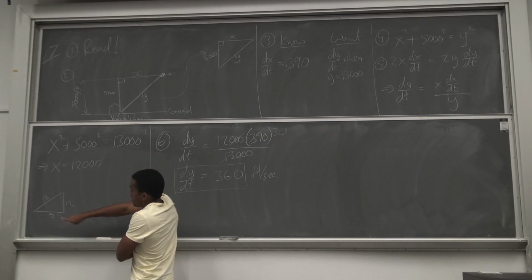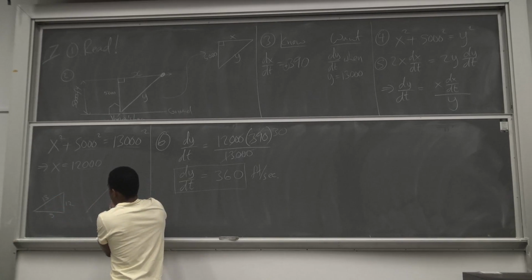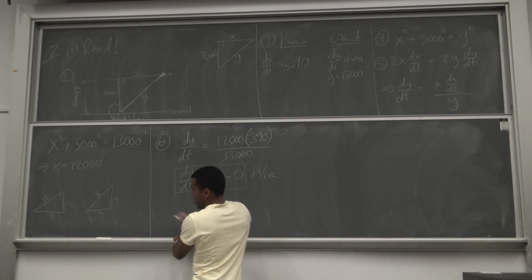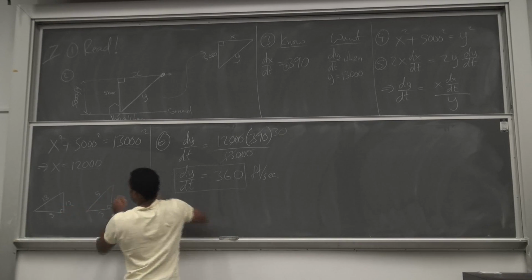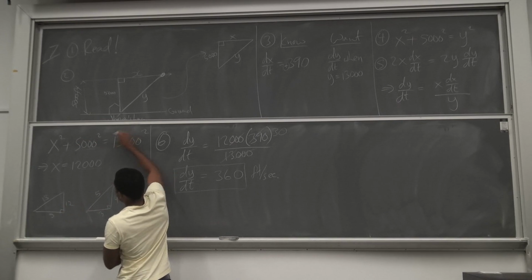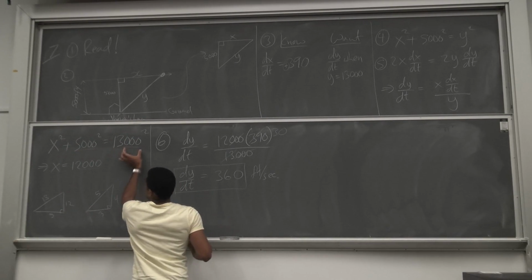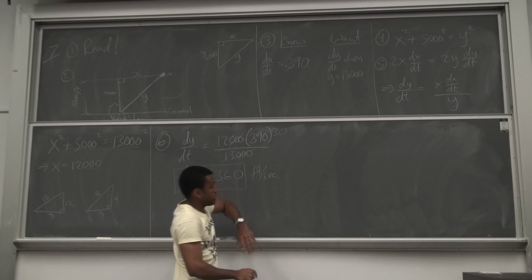And then I remember that there's a special relationship, 5, 12, 13. So those are the 2 relationships you need to know: 3, 4, 5, and 5, 12, 13. It's something that shows up, it's very common. So I realize here's a 5, here's a 13, that guy must be a 12. And everyone's multiplied by 1,000, so 12 is also multiplied by 1,000. And then I plug in everything here.